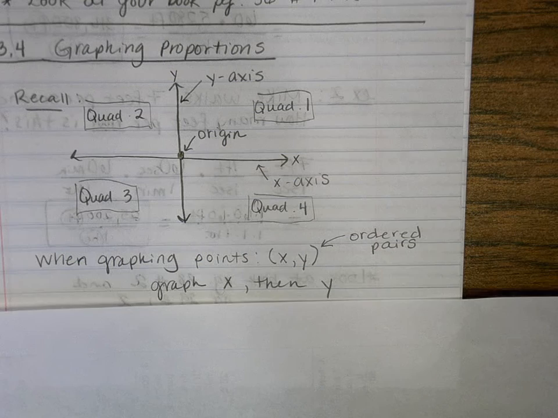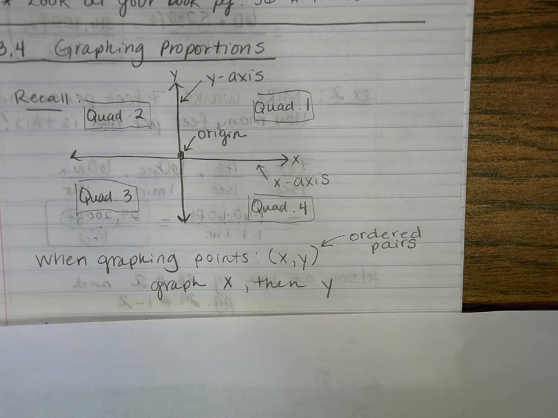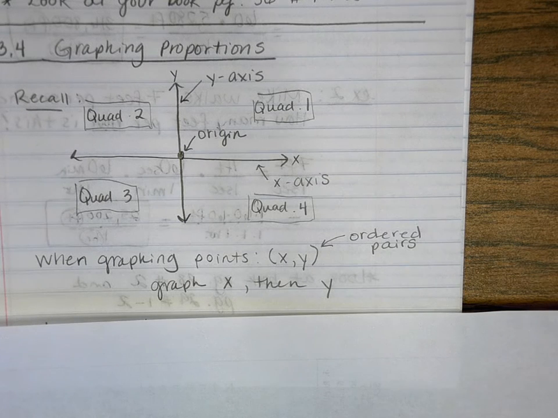So graph x, then y. We do that every time. When we're graphing proportions, we're pretty much going to deal with the positives. So if we're only dealing with the positives, what quadrant is that? You can say it out. 1. All the positive x, all the positive y, we're dealing with quadrant 1.